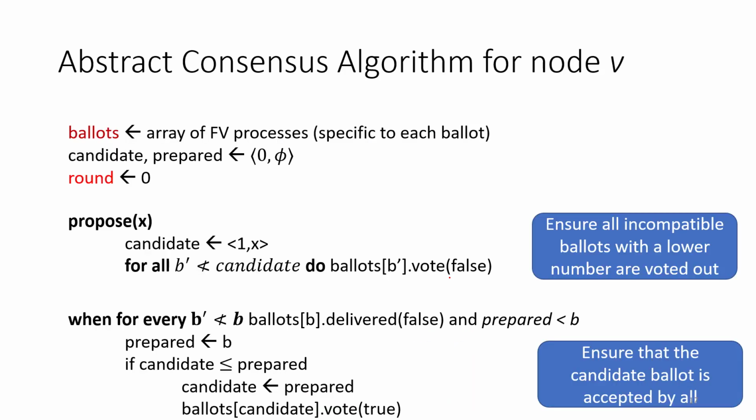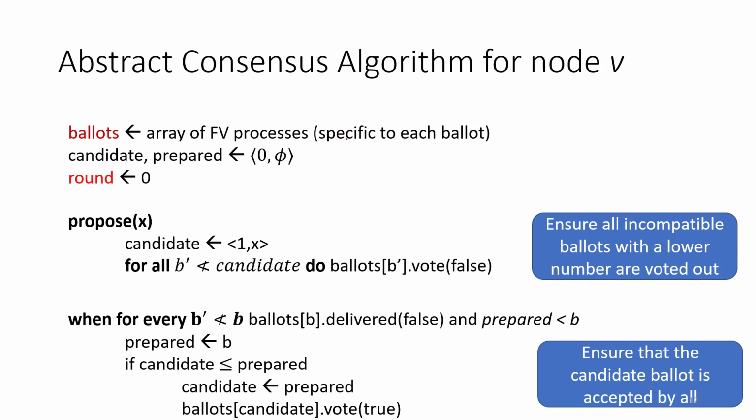So now let us discuss an abstract consensus algorithm. The reason I'm using the term abstract is basically because it assumes infinite resources, which is not the case. So we will discuss a version of this algorithm that uses finite resources. But at the moment, let us proceed with the version that uses infinite resources.